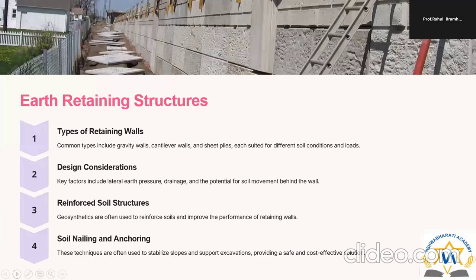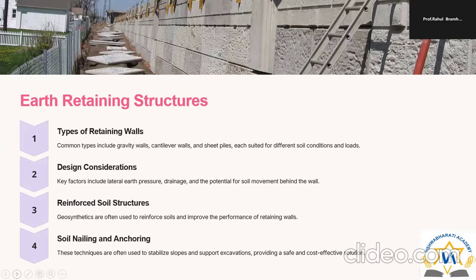The next one is earth retaining structures. In geotechnical engineering, we construct earth retaining structures. But what are earth retaining structures and the types of the structures?